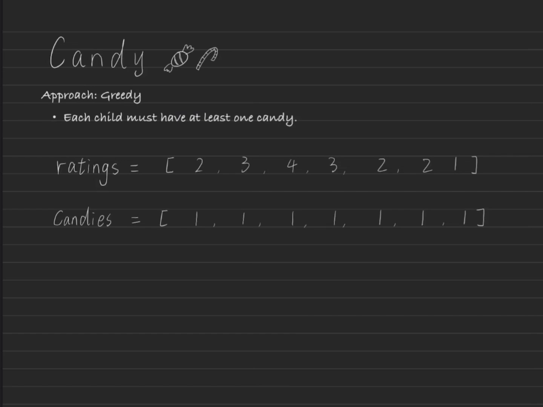The general approach we can use here is greedy, which is the method of always making locally optimal choices in hopes of reaching a global optimum. To start, let's focus on the first rule, that each child must have at least 1 candy. So given an array of ratings, we can initialize the candies for each child to be 1 first.